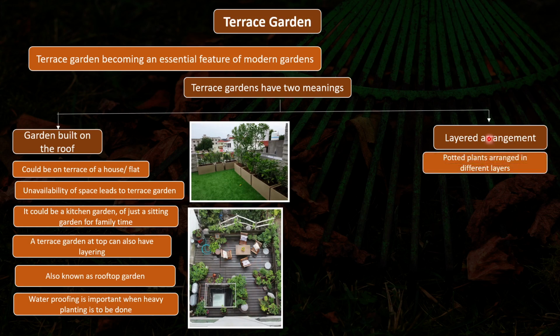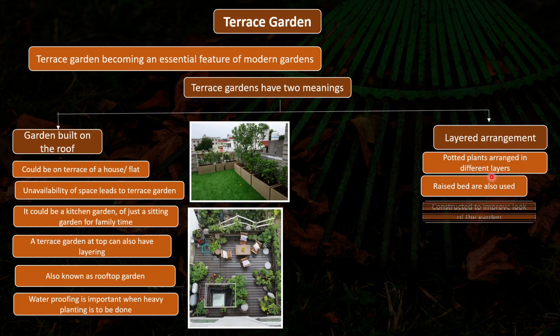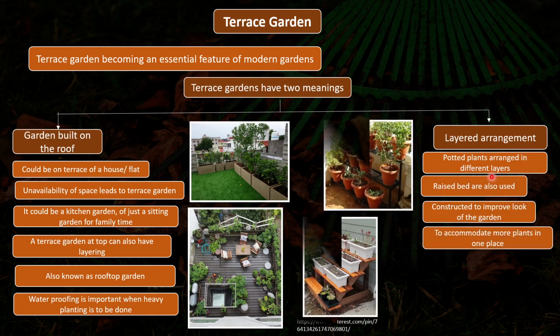Now, what is a layered arrangement? A layered arrangement is where potted plants are arranged in different layers. How can I best explain this to you? With a photograph. So this is called a layered arrangement, and this is also called terrace gardening. What we do is use certain kinds of layers, like this iron rack and this wooden rack. We are providing layering, and these layers are called terraces: this is terrace 1, this is terrace 2, this is terrace 3, and this is also called a terrace garden.